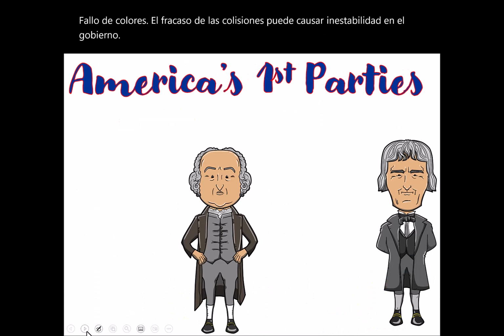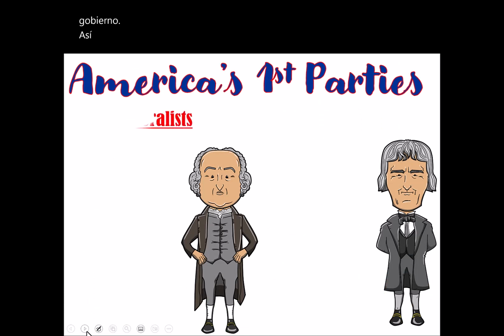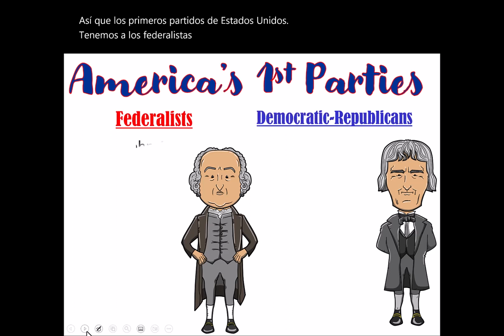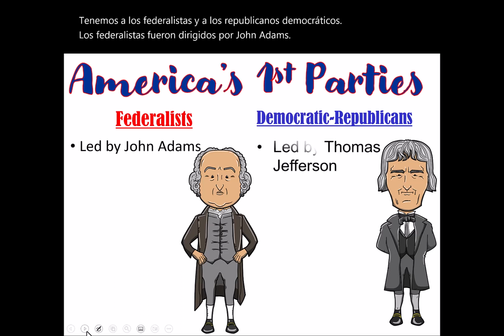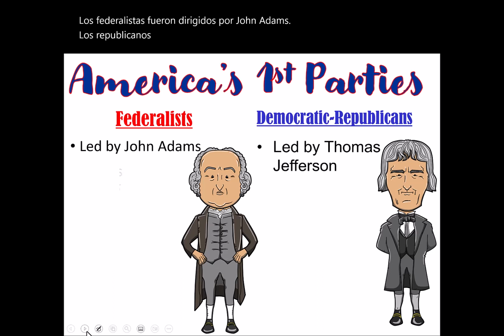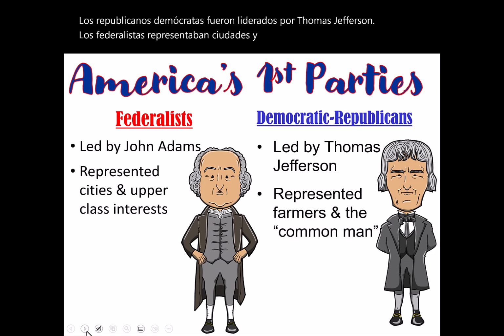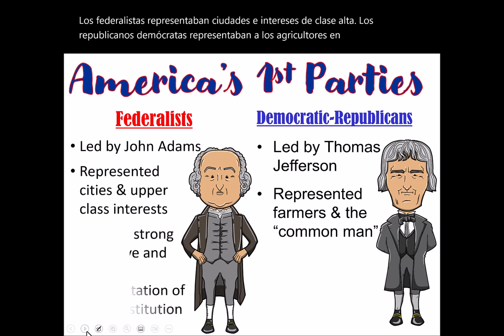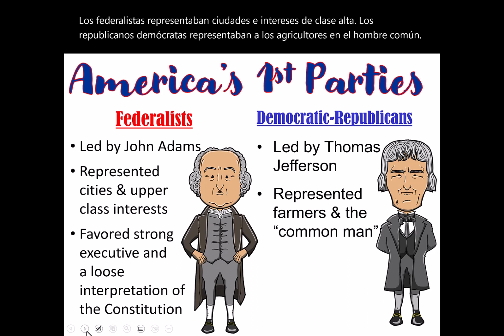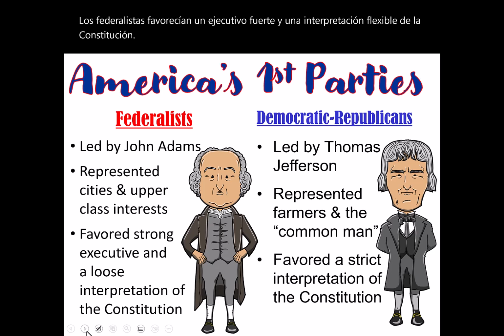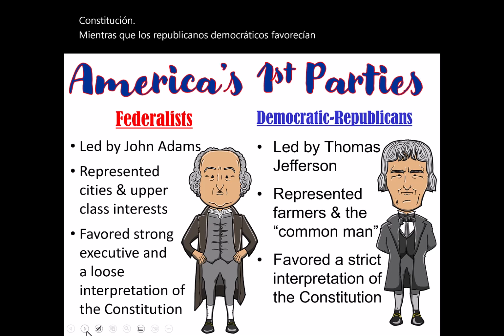So, America's first parties. We have the Federalists and the Democratic Republicans. The Federalists were led by John Adams. The Democratic Republicans were led by Thomas Jefferson. Federalists represented cities and upper-class interests. Democratic Republicans represented farmers and the common man. Federalists favored a strong executive and a loose interpretation of the Constitution, whereas Democratic Republicans favored a strict interpretation of the Constitution.